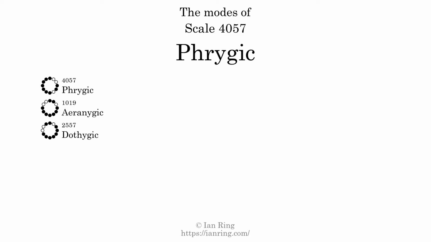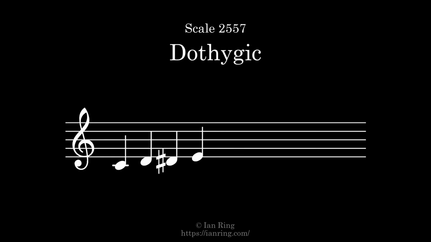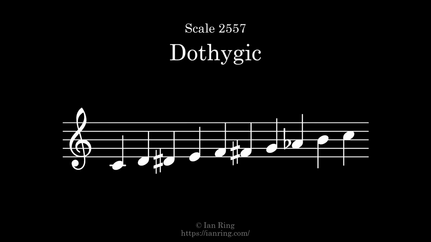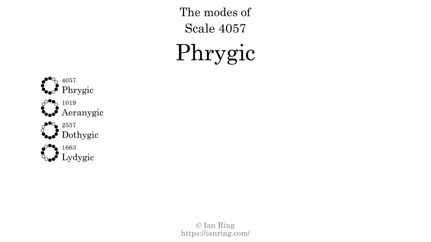The third mode is scale 2557, also known as Phrygic. It sounds like this. The fourth mode is scale 1663, also known as Phrygic. It sounds like this.